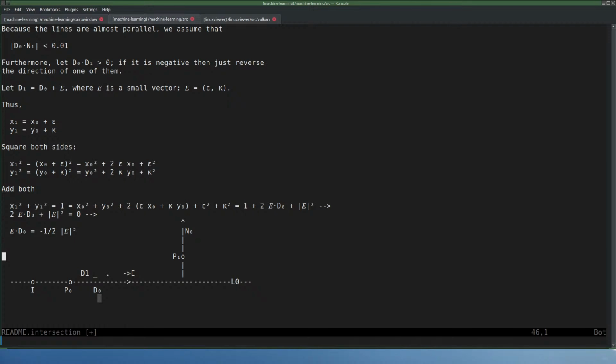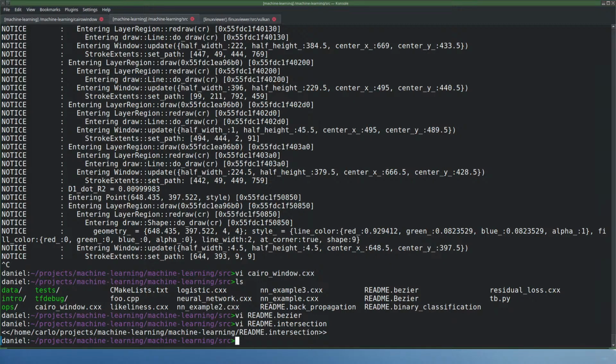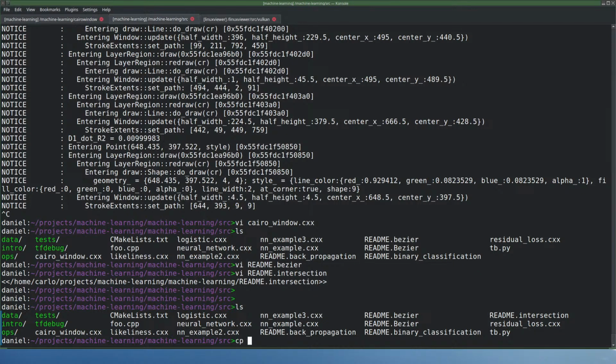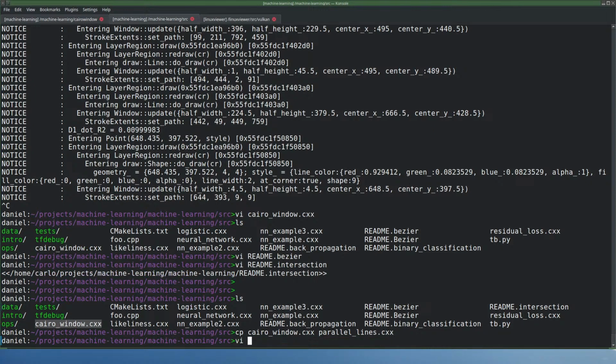Yeah, let's write a program. I'm writing a program to draw this kind of thing, so it's really necessary that I use it. I'm going to make a program that draws this. So let's copy Cairo window to parallel lines.cxx.